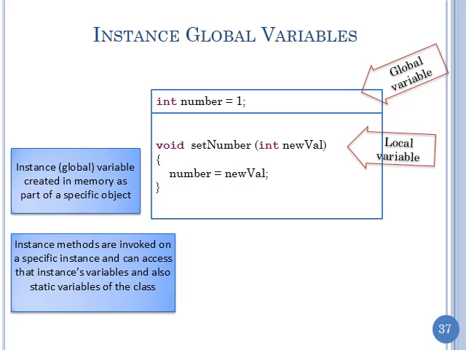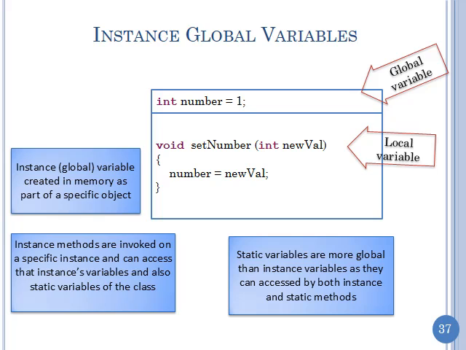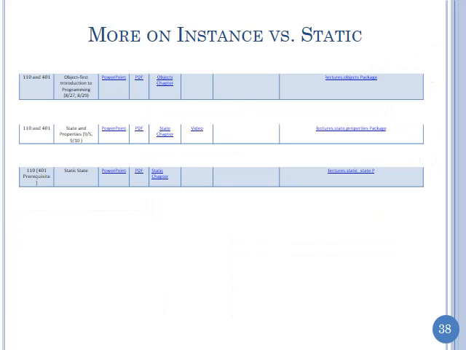So instance methods are invoked on a specific instance and can access that instance's variable and also static variables of that class. Static variables are more global than instance variables as they can be accessed by both instance and static methods. Okay? Questions? Okay, so like I said, if you really want to see good examples, like the example of number of instances produced and so forth, there are a separate set of notes that I've created, and we just won't have time to go more in depth there. Okay. So I have 7 minutes left.